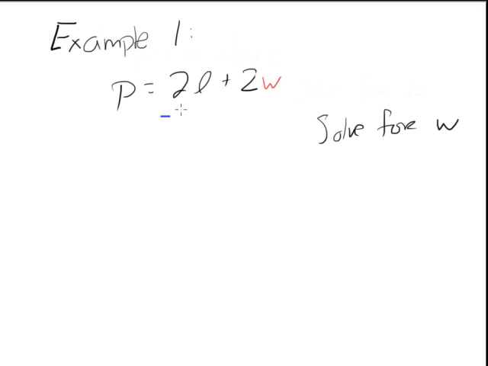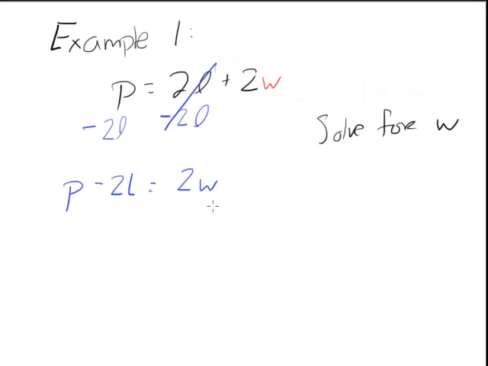So I'm going to take this 2L out, and when you take 2L from one side, you have to take it from the other side. So this is now gone, and on my right hand side I'm going to have 2W, and then on the left hand side I'm going to have my P still, because that didn't move, minus 2L.